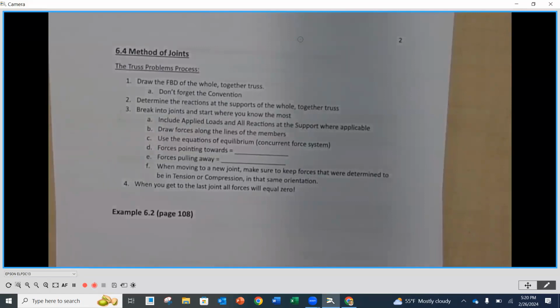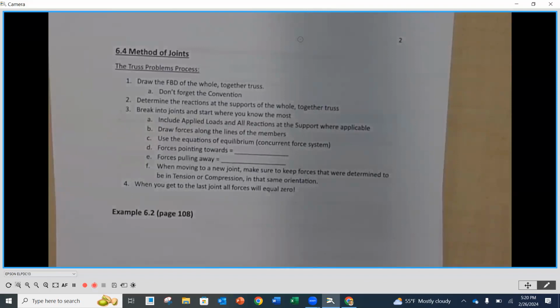So first things first, the process. Number one, we need to draw a free body diagram of the entire truss together, okay? So we don't want to forget our convention, but this is going to be so that we can determine in step number two, the reactions at the supports of that whole truss. Okay, so we're going to see that there are supports, probably a pin and a roller, and we've got to figure out, just like we did in module 5, what are the reactions at those supports.